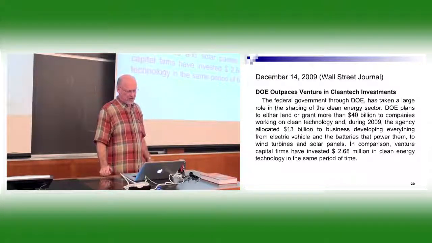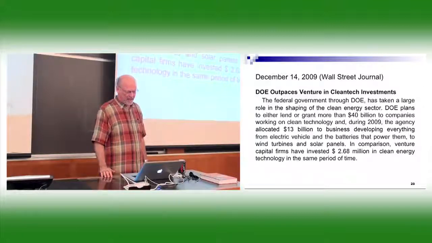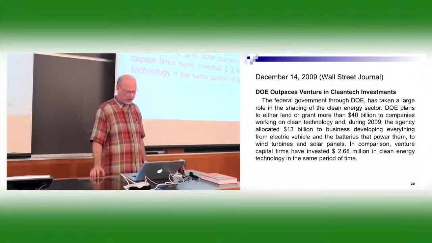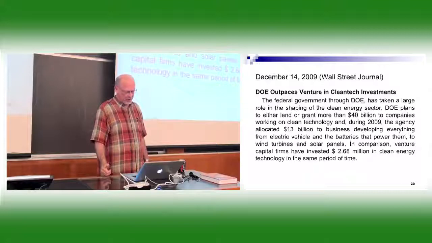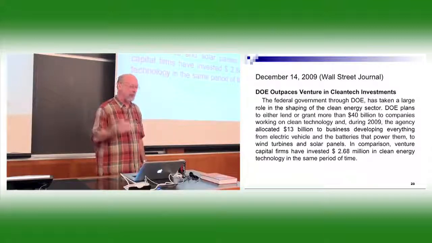The Wall Street Journal said the federal government, through the Department of Energy, has played a large role in shaping the clean energy sector, and they plan to put $40 billion into companies working on clean technology during 2009. At that time the agency allocated $13 billion to businesses developing electric vehicles, batteries, wind turbines, solar panels, and so on. In comparison, venture capital firms had invested about $2.68 billion in clean energy. So the government's a big player here.